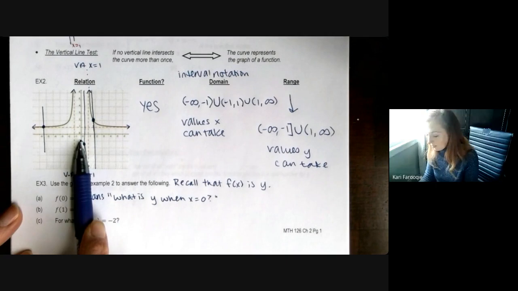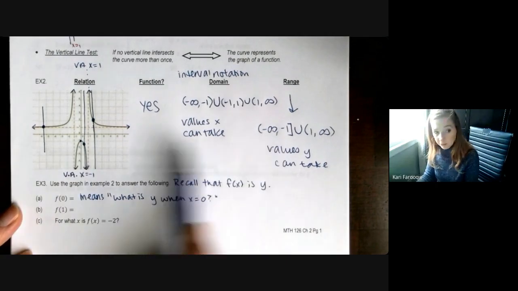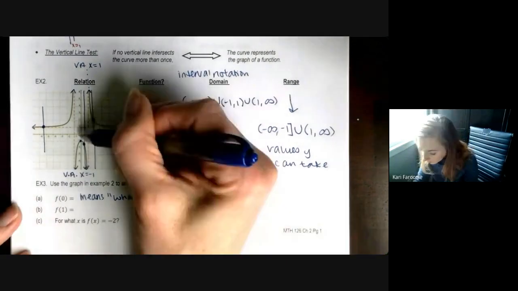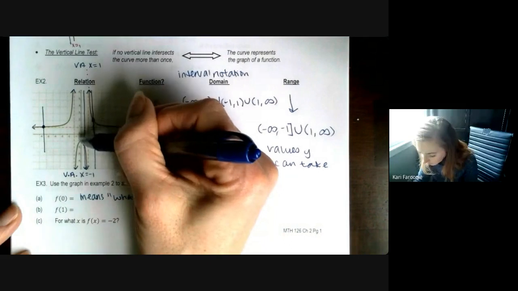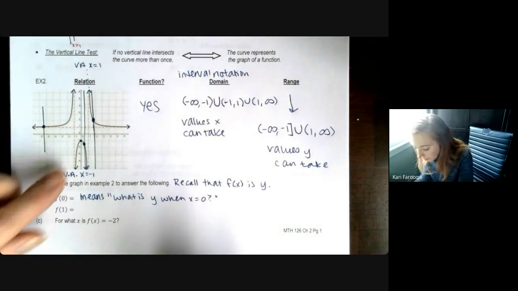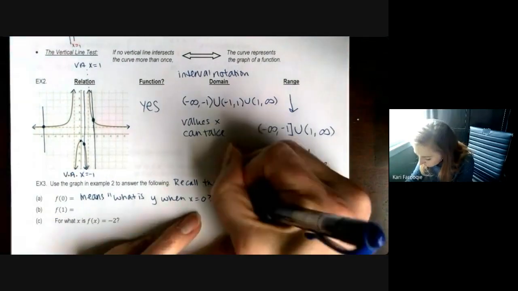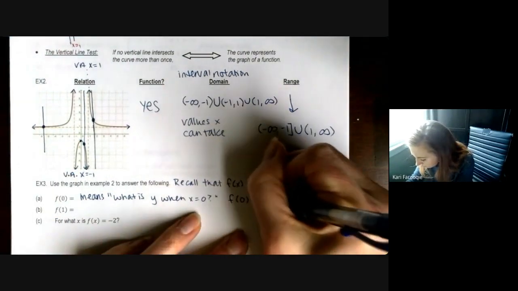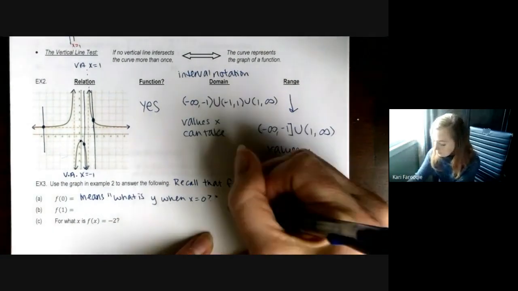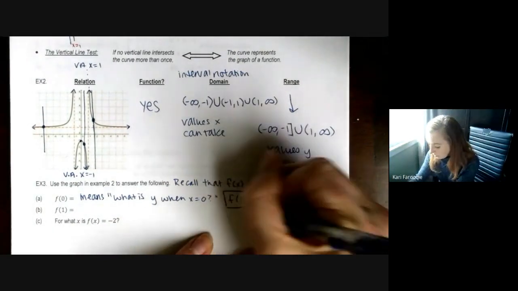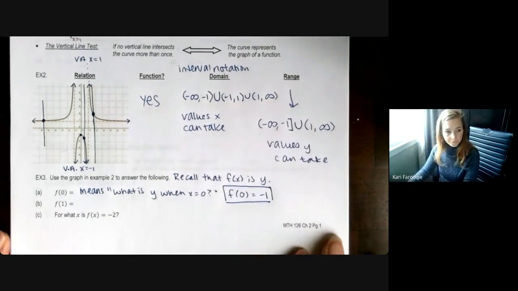This is something that we kind of talked about already when we put this point here. But when x is 0, we're on the y-axis, and the value of y on the graph is -1. So f of 0 is -1. That is the y value when x equals 0.